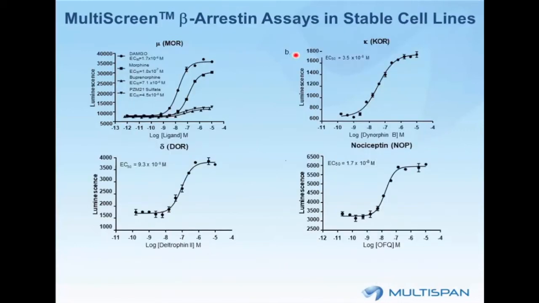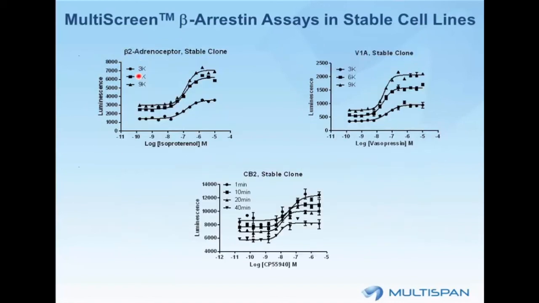This is the beta-arrestin assay in the stable cell line again. So this is with mu opioid receptor. This is the different ligands, and you can see really nice dose responses. Here is dose response for a dynorphin. This is dose response for this ligand, and dose response here. Again, this is the stable clones, different cell numbers, and you can look at your different responses.